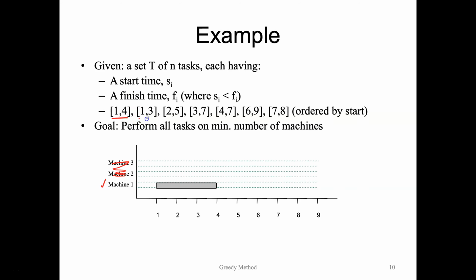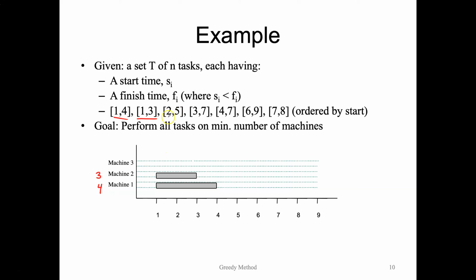Now we schedule the task 1-3. We're going to compare it against our machine. Our machine ends at 4. Our start time for this task is earlier than the end time of our machine, which means it can't be scheduled on machine 1. We need another machine to execute it. So this is where machine 2 comes in. Now we've executed our first 2 tasks, and we maintain for them right now that for machine 2 its end time is 3, and for machine 1 its end time is 4.